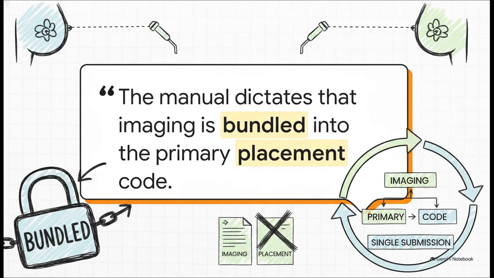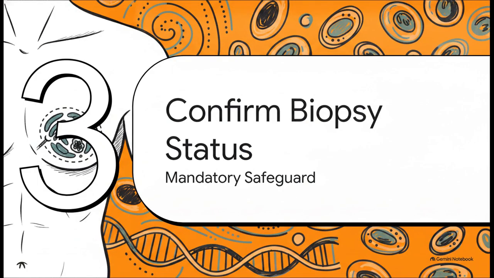Now, listen closely, because this rule right here is absolutely crucial. This is exactly where coders trip up and fail audits. You must never bill the imaging guidance separately for these localization procedures. Let me repeat that. The CPT manual dictates that the imaging is inherently bundled directly into the primary placement code. Never, ever report a separate radiological supervision or interpretation code alongside these. If you get this foundational rule right, you easily avoid those frustrating claim denials that happen when bundled services get improperly split up. Next up, confirming biopsy status.